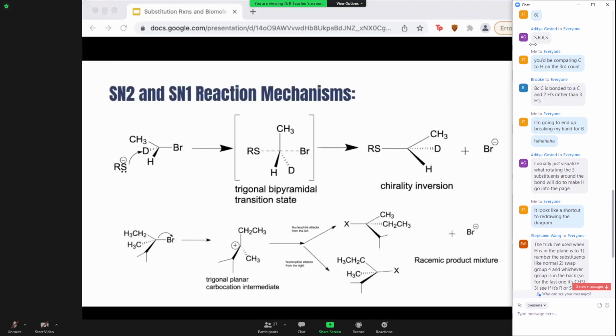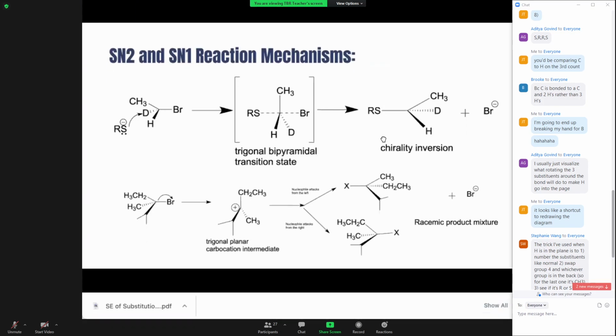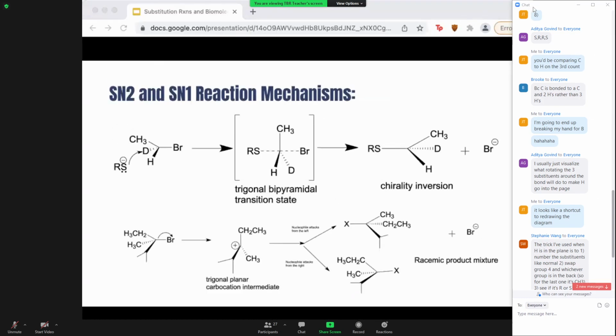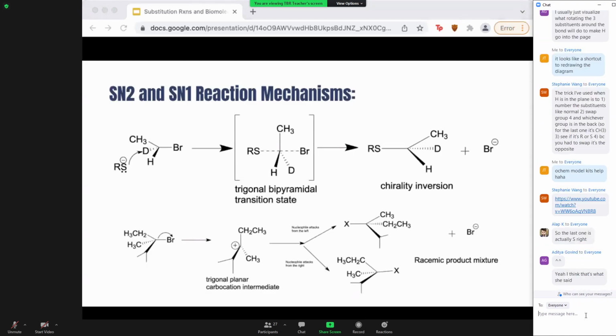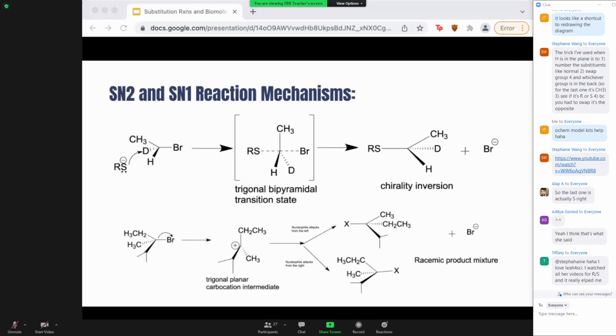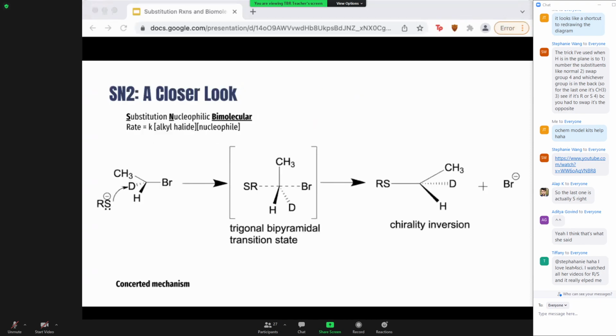So we're gonna move on to SN2 and SN1 reaction mechanisms. Here's a little overview, but yes, the last one is S. Sorry, I made a little mistake. Okay, and here's a little overview of the 2 reaction mechanisms that we'll be going over in depth today.